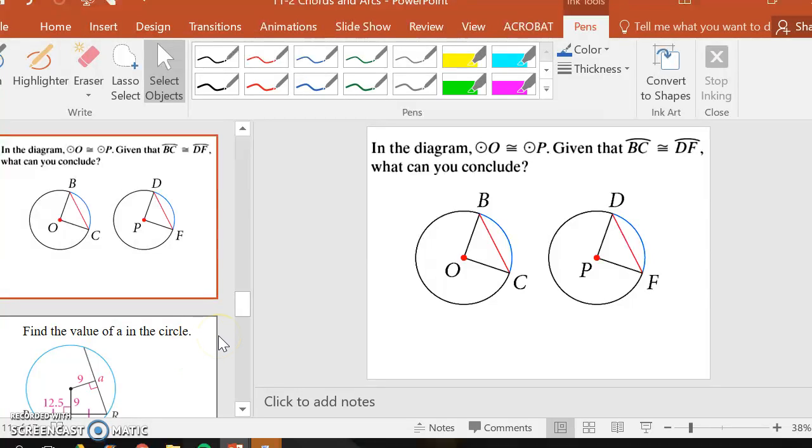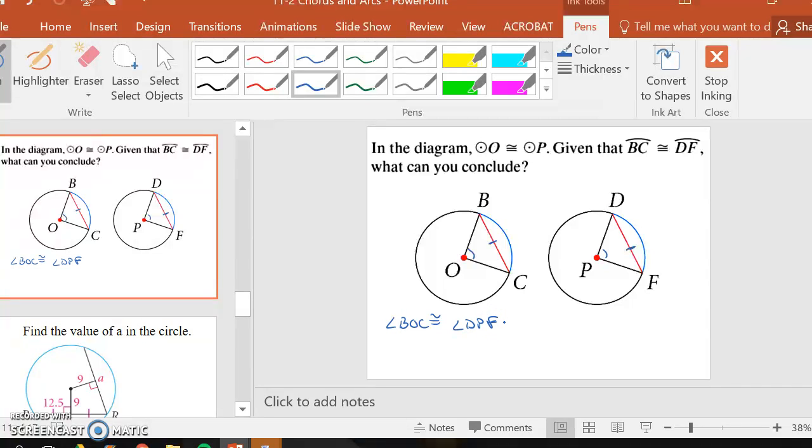All right, let's go through some of these examples now. First one: you're given circle O is congruent to circle P, and you're also told BC is congruent to DF. What can we conclude? Well, we can conclude a couple of things. One, we can conclude that the central angles are congruent, because remember, if chords are congruent, central angles are congruent. So angle BOC is congruent to angle DPF.